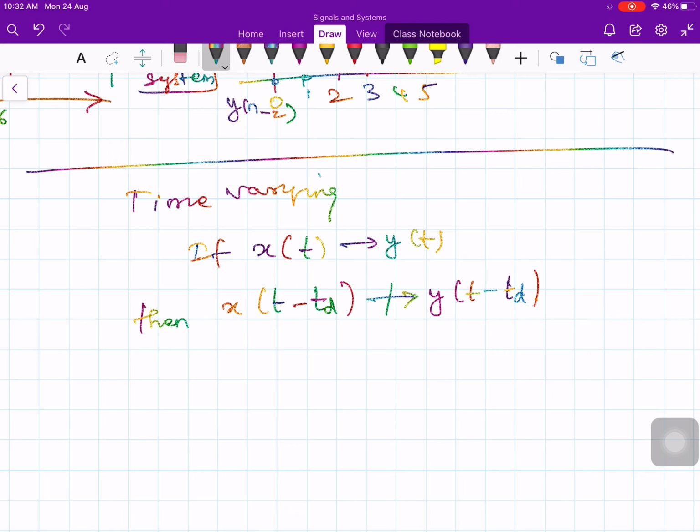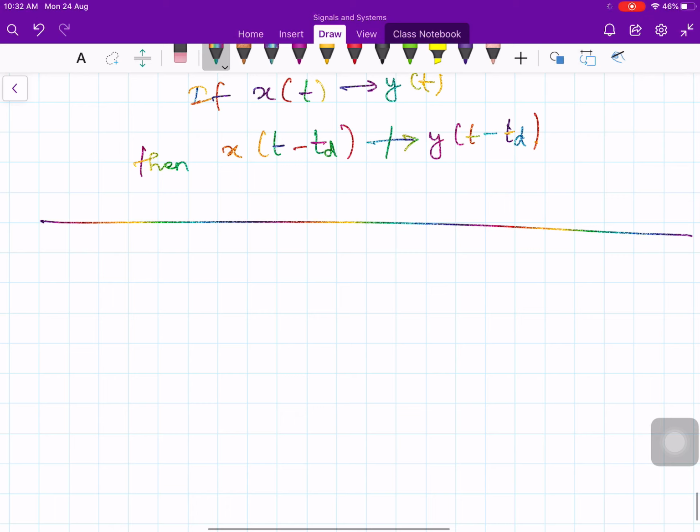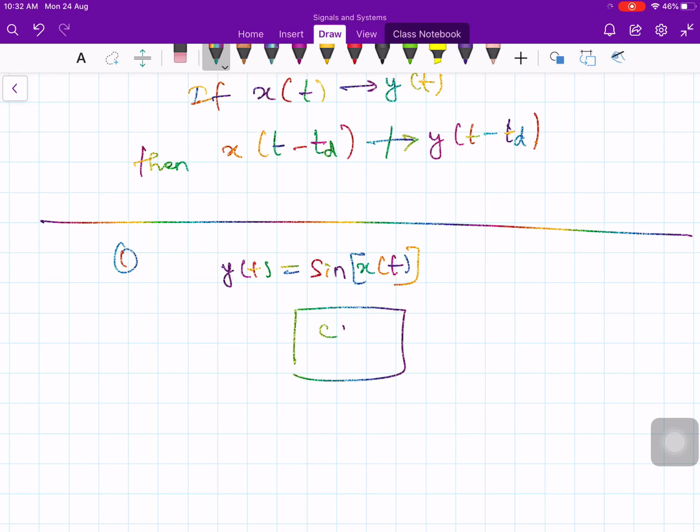Okay. So, now let us take some examples for time varying and time invariant systems. Couple of examples. With that, we will stop this lecture. Consider the continuous time system defined by y of t is equal to sine of x of t. That means what? You have a CT system, continuous time system, and the input is x of t, but the output is sine of x of t.